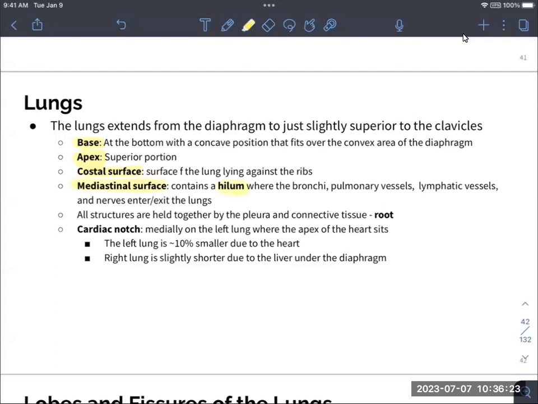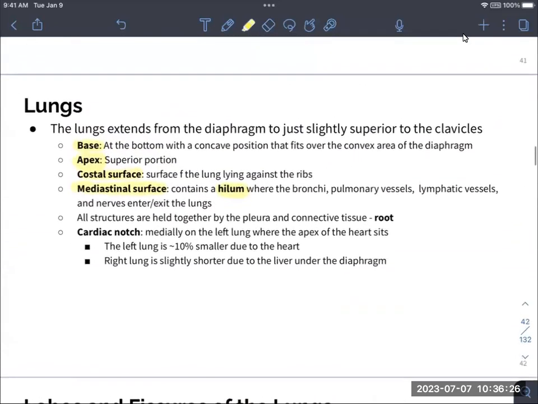The hilum, we haven't seen the hilum yet in a picture, but that is where those primary bronchi enter the lungs. We have those pulmonary vessels, those pulmonary arteries and veins that enter and leave the lungs. Lymphatic vessels even enter and leave the lungs there. Nerves enter and leave the lungs. They're all held together at the root, which is made of the pleura and that connective tissue. The left lung, because the heart sits there, has a cardiac notch.